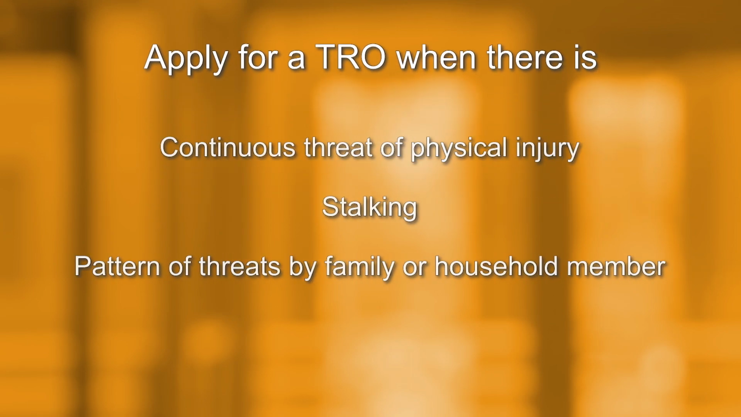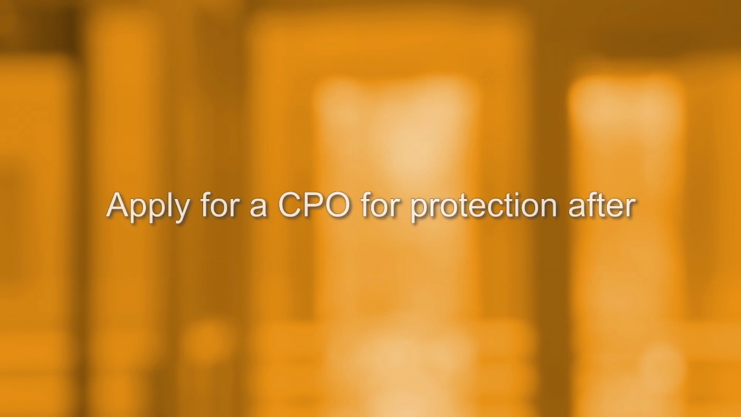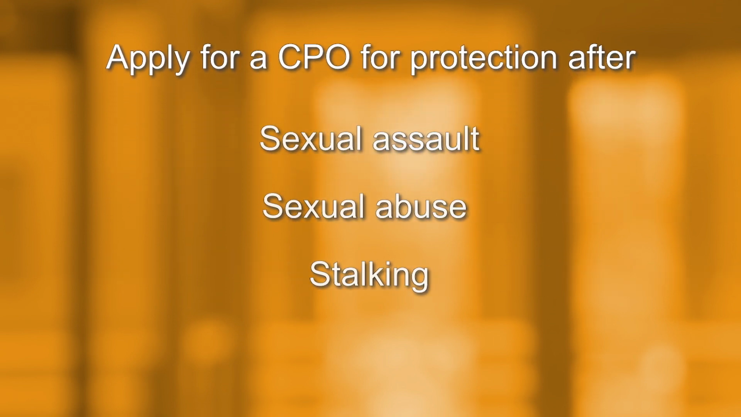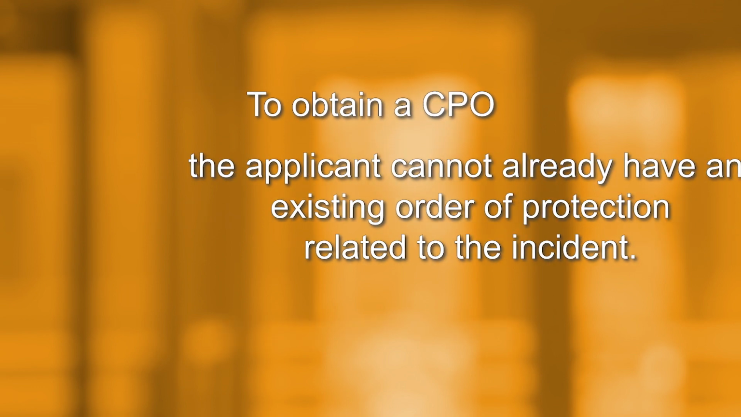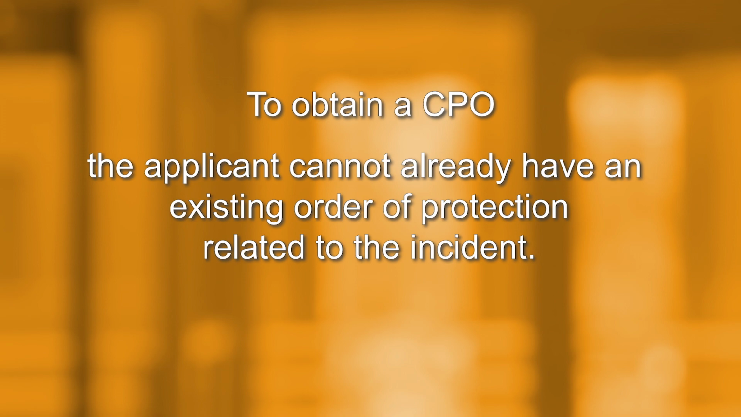A person may apply for a TRO when they've been subjected to a continuous threat of present physical injury, stalking, or a pattern of threatening by a family or household member. A person may apply for a CPO when they've been sexually assaulted, sexually abused, or stalked by someone who is not a family or household member. To obtain a CPO, the applicant cannot already have an existing order of protection related to the incident.